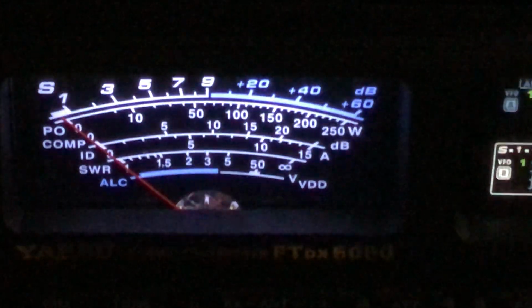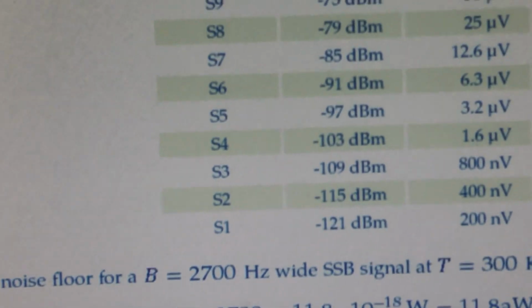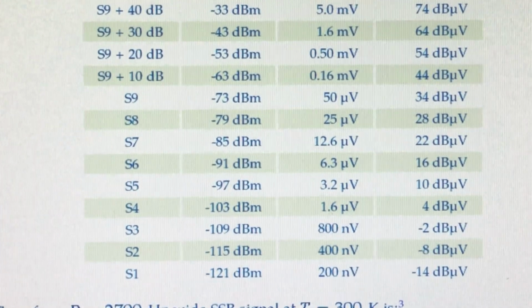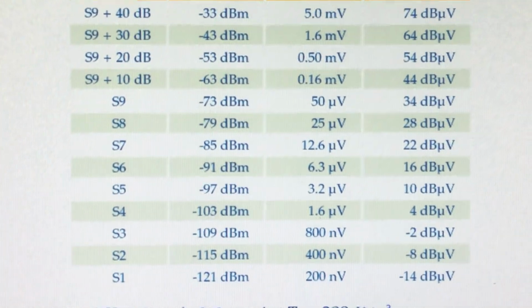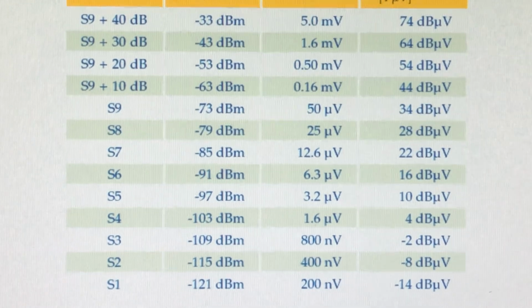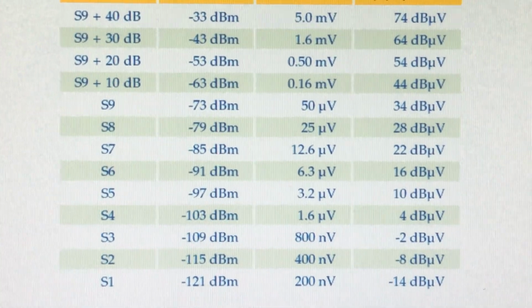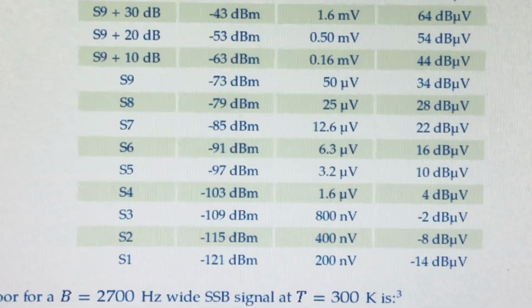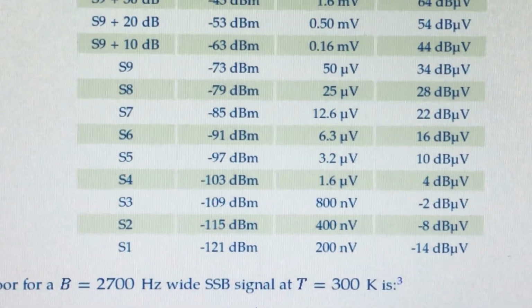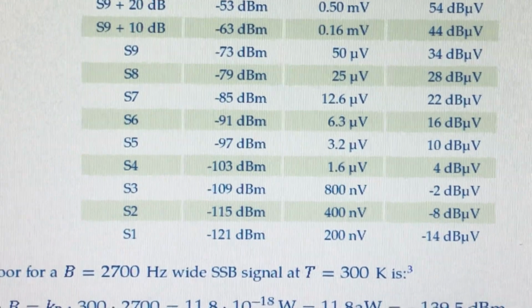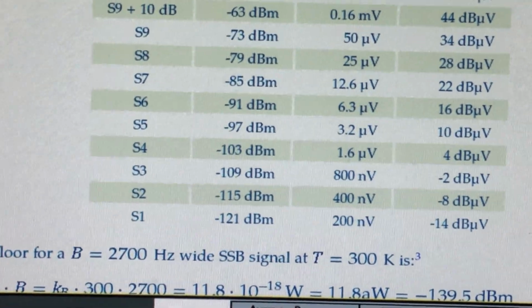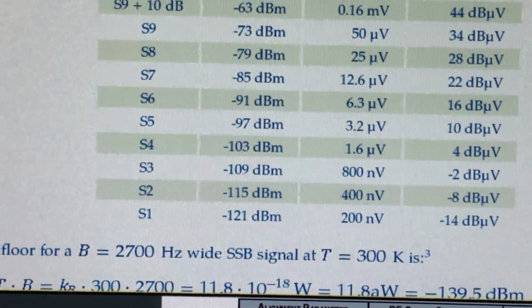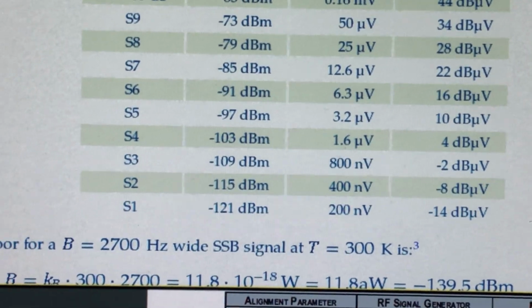I'm going to move the camera over here and show you my other screen on my computer for a second. There's the IARU chart, so it shows you what an S unit should represent. So if you were measuring the signal strength coming in at the receiver, look down there at the bottom left, S1 is negative 121 decibels over a milliwatt. That's what that M means. It's just a relative term there. It's also 200 nanovolts or negative 14 decibels over a microvolt.